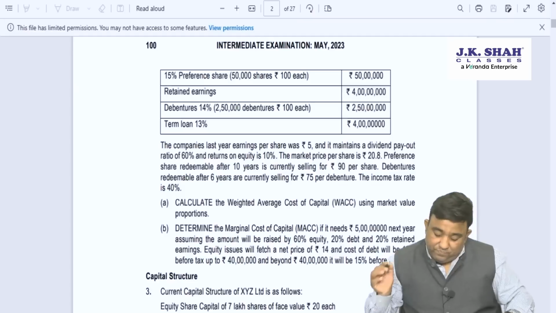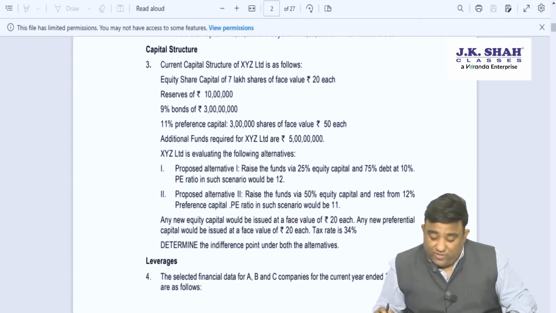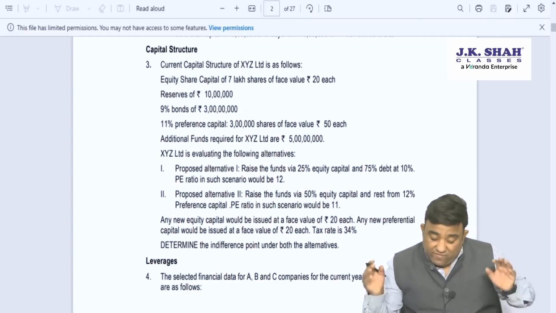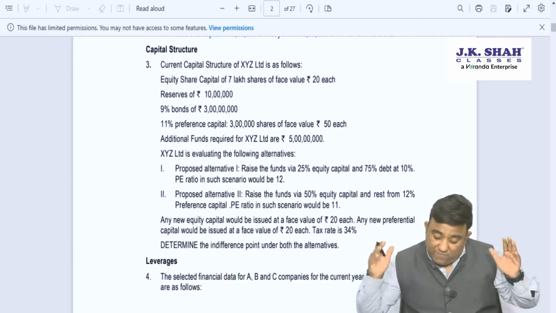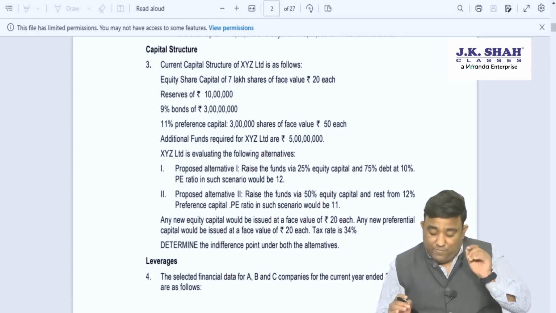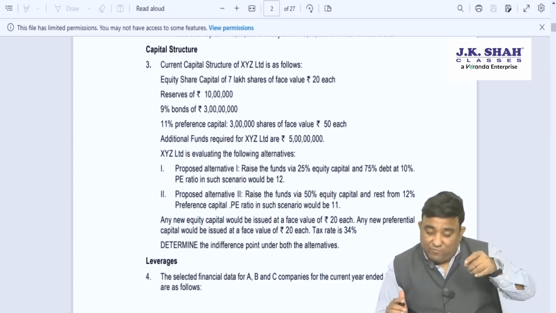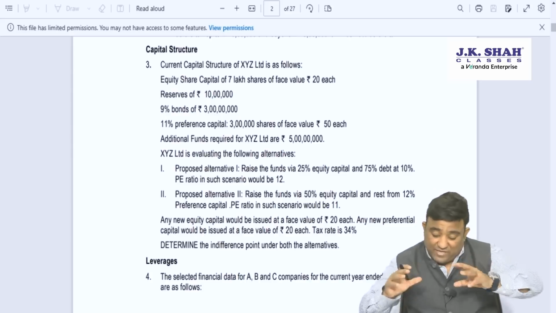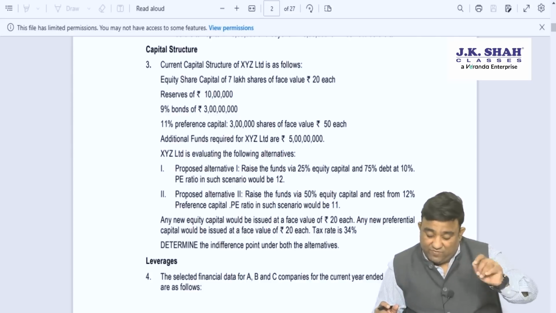Current capital structure of XY is given. We have equity capital. We have reserve surplus. We have bonds. We have preference. We have additional funds required. But student, check out the presentation. Equity capital 7 lakh of 20 each. Reserve 10 lakh. 9% debenture 3 crore. 11% preference capital 3 lakh of 50 each. See, mixed match form is given. Additional fund required is 5 crore.